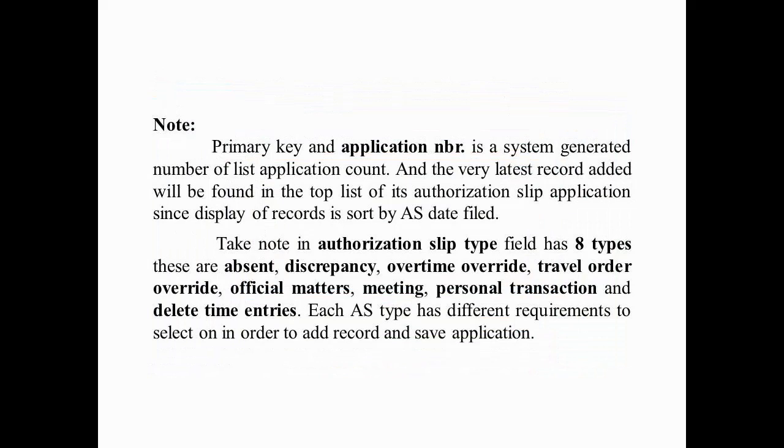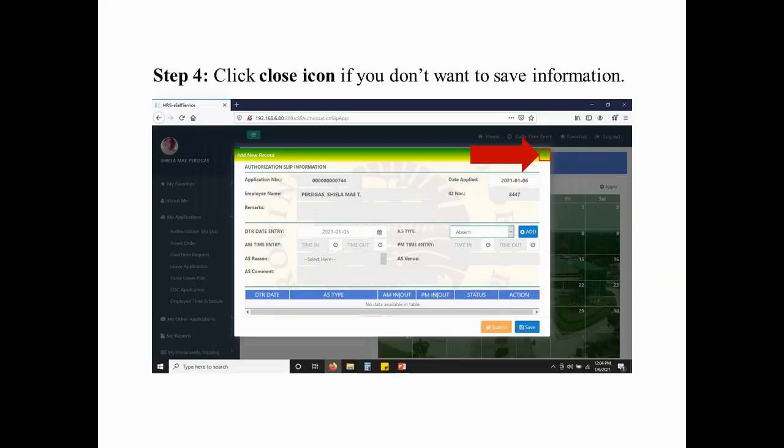Since the display of records is sorted by AS date filed, take note, the authorization slip type field has 8 types. These are absent, discrepancy, overtime override, travel order override, official matters, meeting, personal transaction, and delete time entries. Each AS type has different requirements to fill in order to add the record and save the application.